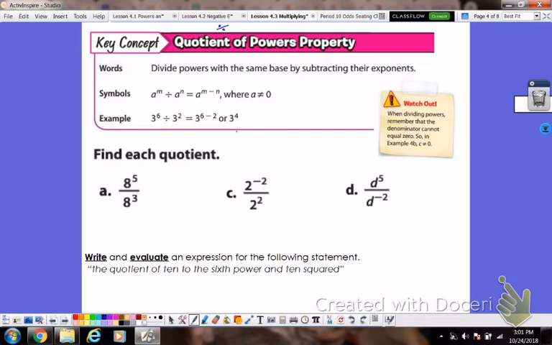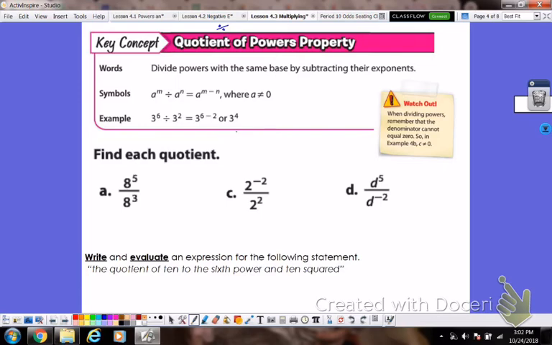Our little watch out here. When dividing powers, remember that the denominator cannot equal 0. So for example, for 4b, which is not on this page, just keep in mind that your denominator cannot be 0.